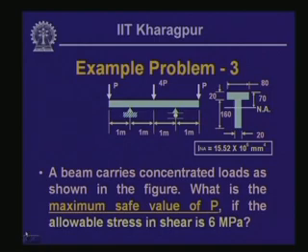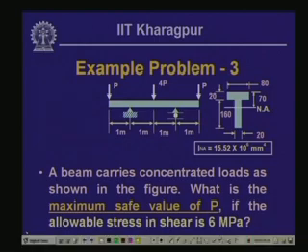Now, let us look into another example where we have a beam loaded in this particular form, with loads P at the two ends and 4P at the center. This beam has points A, B, C, D and E. It is hinged at B and on a roller support at D, with overhangs between B and A and between D and E, and this is the loading it has.